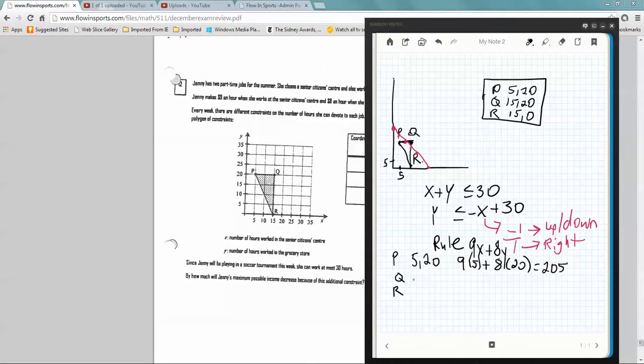You do the same thing for Q, which is 15, 20, and you get 295. And for R, which is 15, 0, and you get an income of 135. You'll see she makes the most at $295. Okay, which is point Q, which is right here. So here is her maximum revenue.